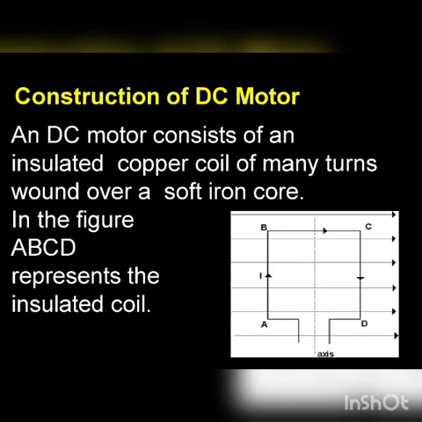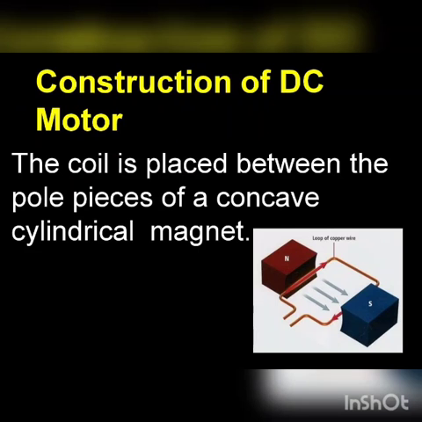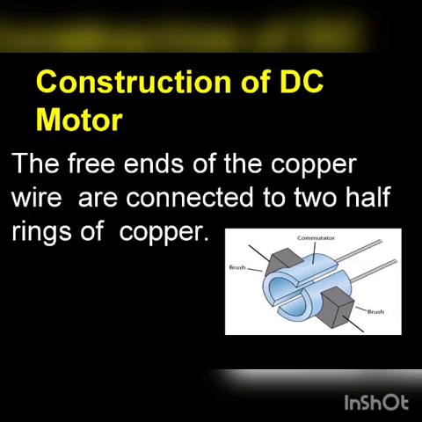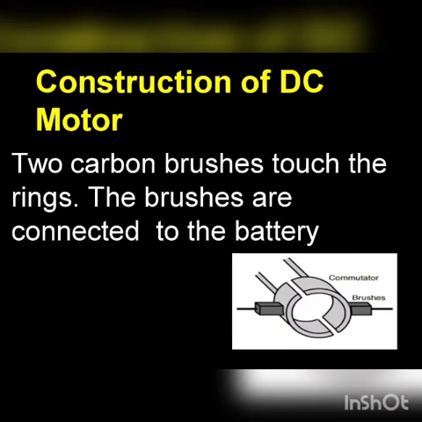A DC motor consists of an insulated copper coil of many turns wound over a soft iron core. In the figure, ABCD represents the insulated coil. The coil is placed between the pole pieces of a concave cylindrical magnet. The free ends of the copper wire are connected to half rings of copper. Two carbon brushes touch the rings. The brushes are connected to the battery.